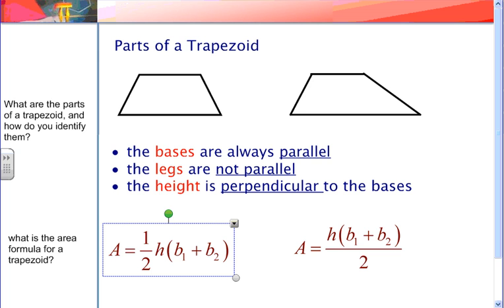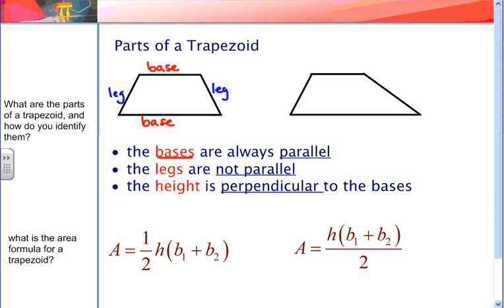The bases are always, always, always parallel. The legs are the two sides that are not parallel. Remember, the definition of a trapezoid is a quadrilateral that has exactly one set of parallel sides. Those parallel sides are called the bases. So in this figure on the left, this would be a base, and this would also be a base. Then the other two sides would be legs, and then the height is perpendicular to the bases.